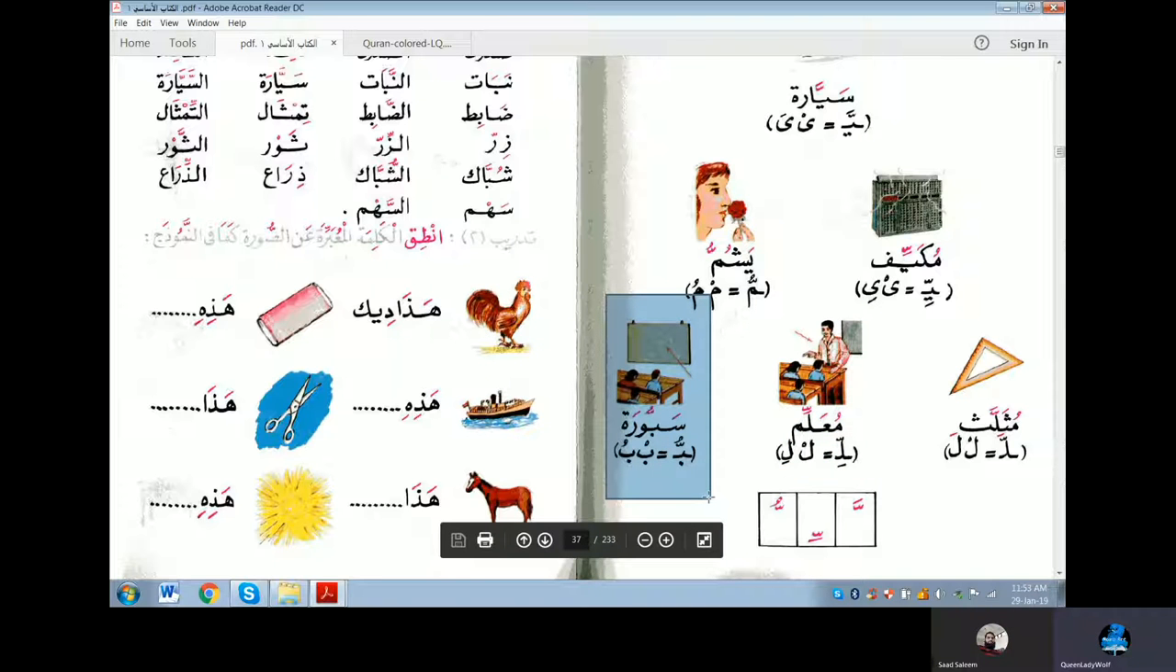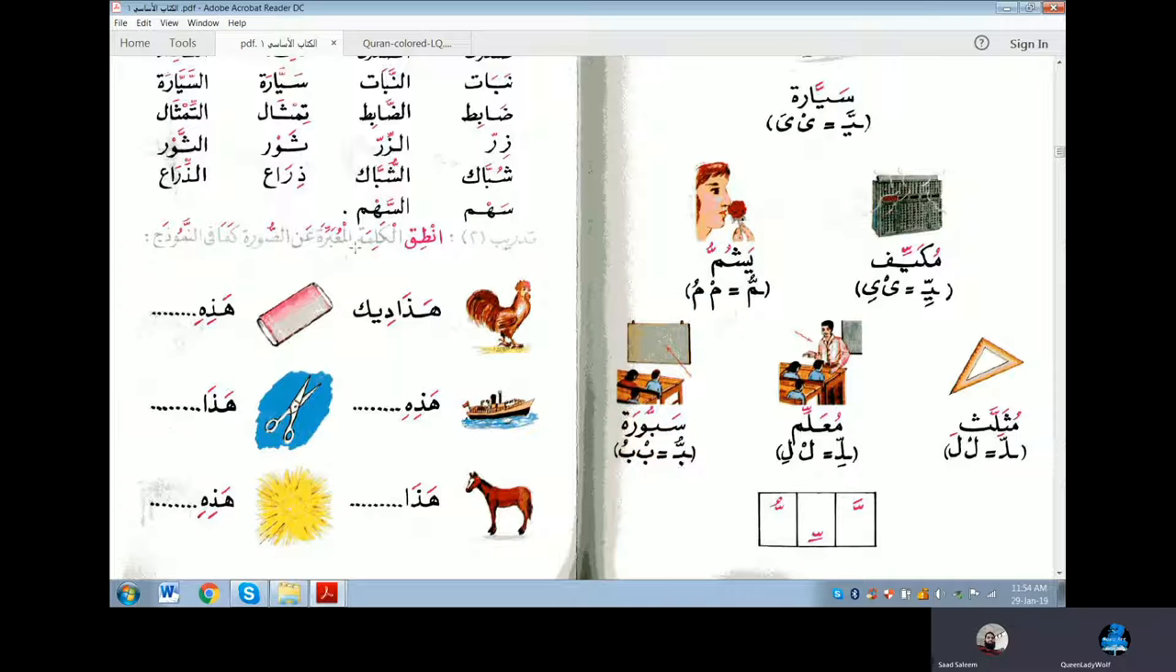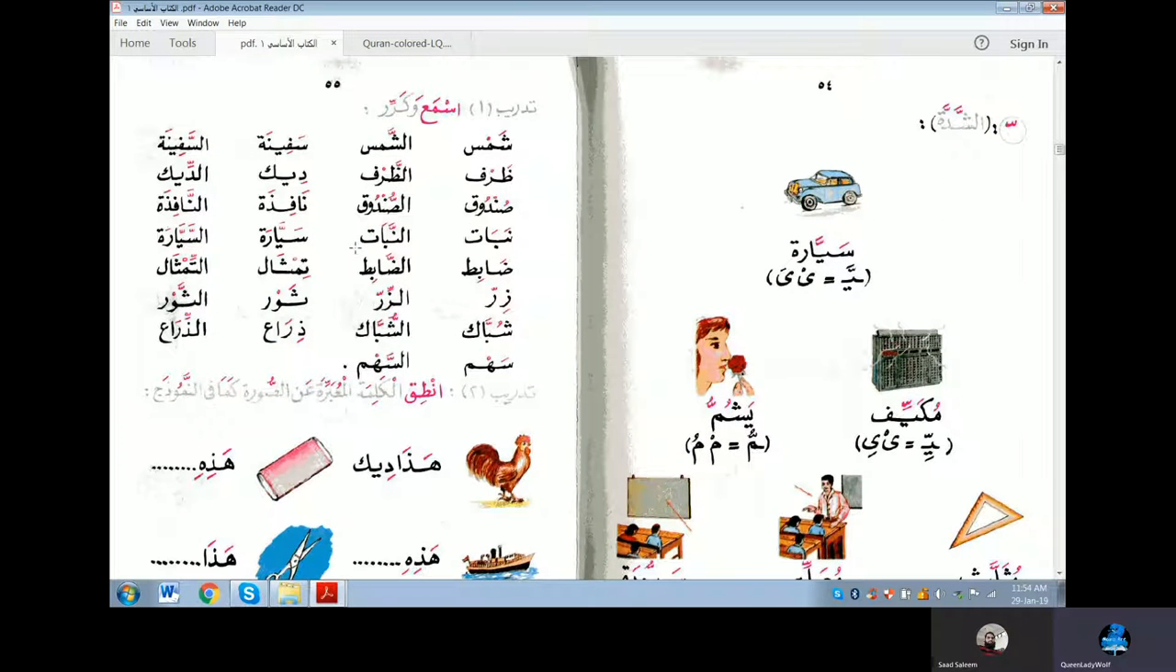Saburatun means board, the board that we use in our classes. Saburatun is a teaching board.